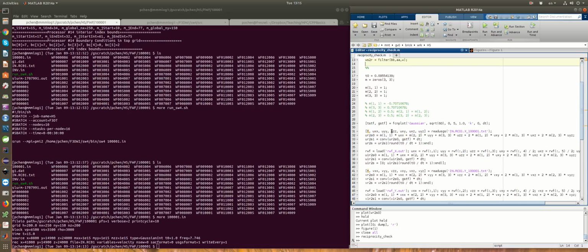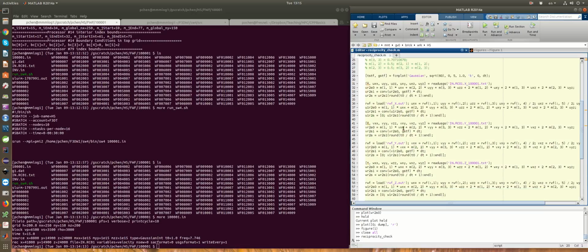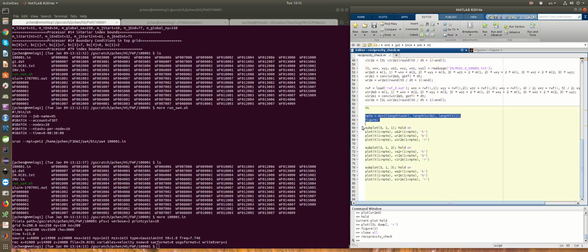And then I'll explain this section of the script later on. But here it's making the plots. So US2R, that's from source to receiver. That's the velocity in the x direction, and then VS2R, that's the y velocity from source to receiver, and then WS2R, that's the z velocity from source to receiver. Those three curves are plotted in black.